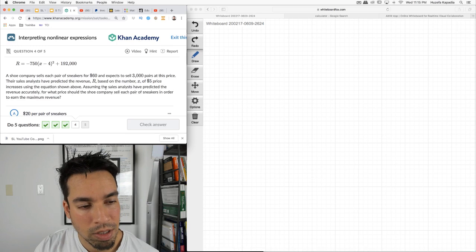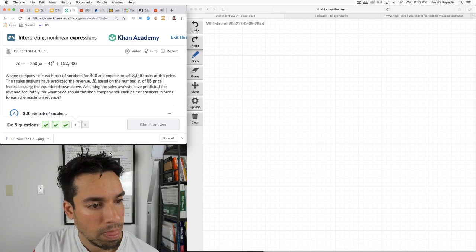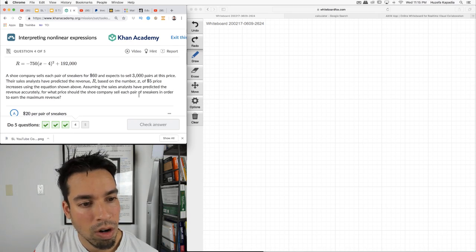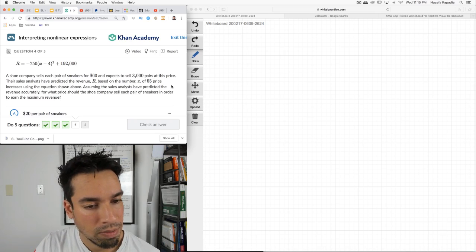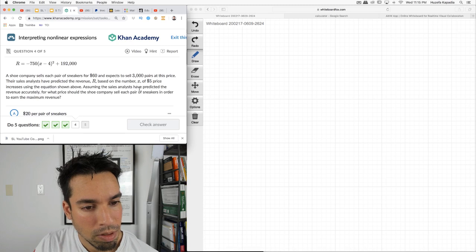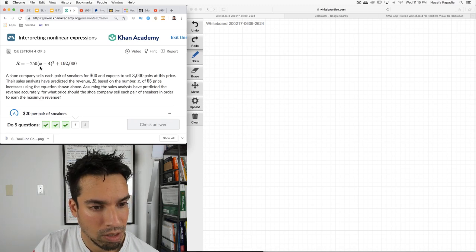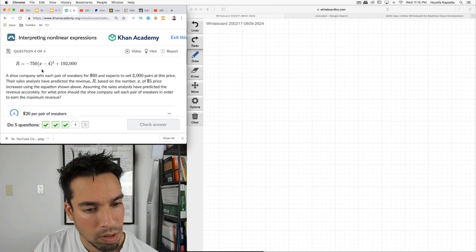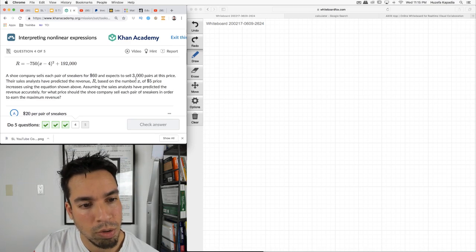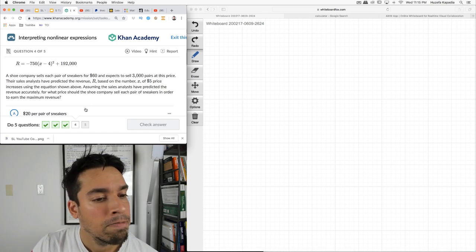A shoe company sells each pair of sneakers for $60 and expects to sell 3,000 pairs at this price. The sales analysts have predicted the revenue R based on the number X of $5 increases using the equation shown above. So this is the number of $5 increases. So we do one $5 increase, another $5 increase. So when it's 2, the price is 70. When it's 3, the price is 75. I think that's what it's saying.